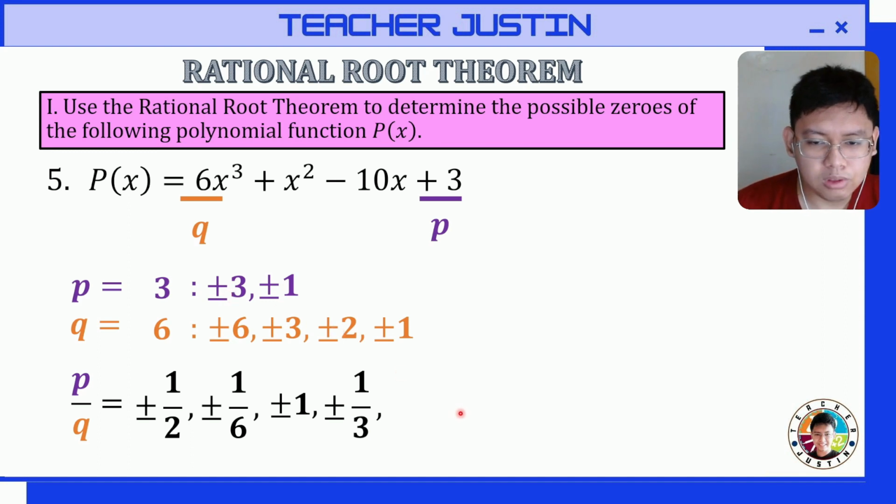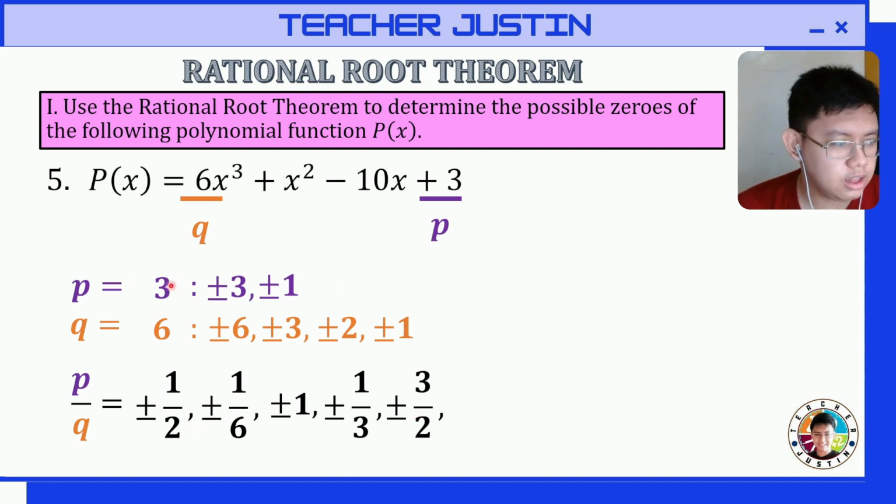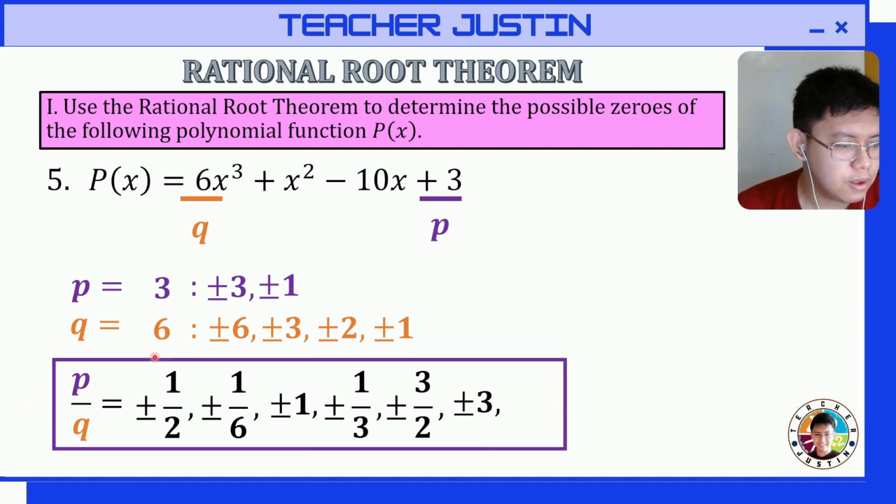Now, isa ulit-ulit. 3 divided by 2 will be 3 over 2, so positive negative 3 over 2. Then, 1 divided by 2 is 1 half. So, we already have 1 half here. We will not write it again. Tapos, then 3 divided by 1 is 3, so positive negative 3. Tapos, 1 divided by 1 is 1. So, meron na tayong 1 dito. So, this will be our possible zeros of our polynomial function p of x.